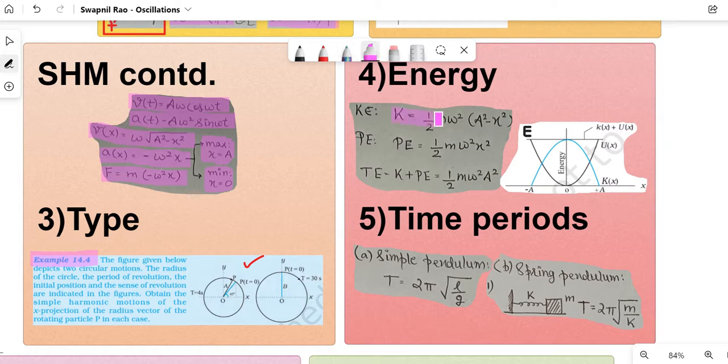So the kinetic energy formula, as you can see, would be half m omega square (a square minus x square). And the potential energy formula would be half m omega square x square. And we know total energy is equal to kinetic energy plus potential energy. So when you add them up, you'll be getting this. What's more important is the graph of energy versus x.